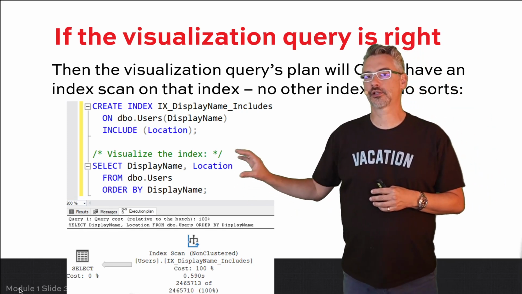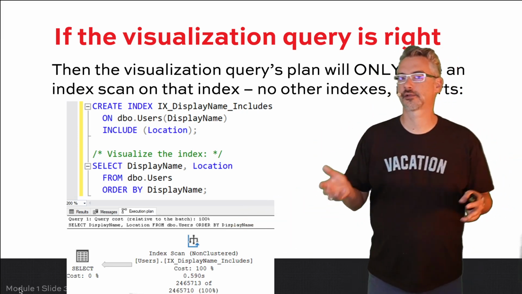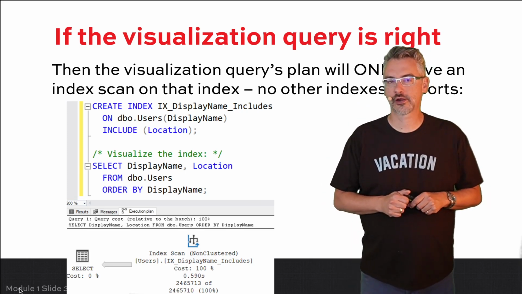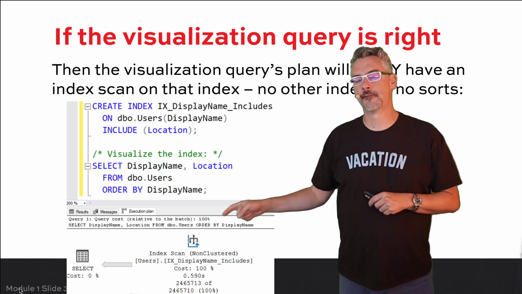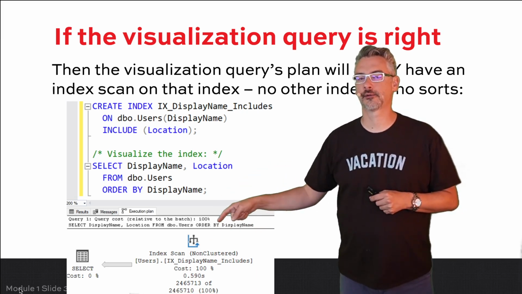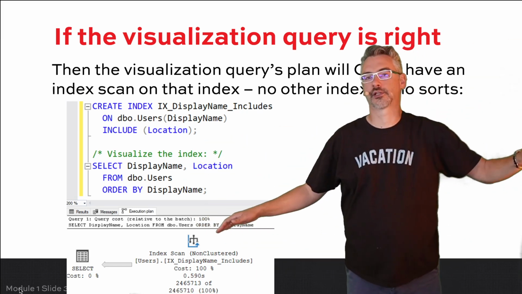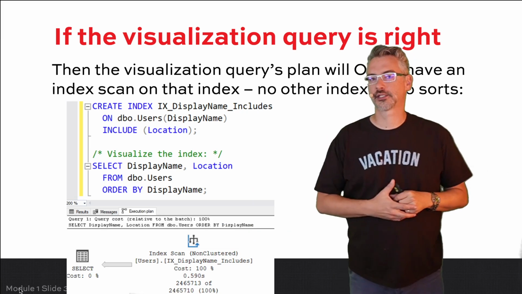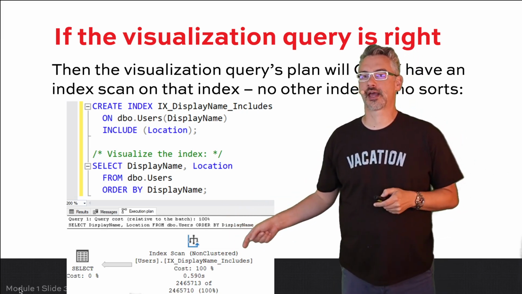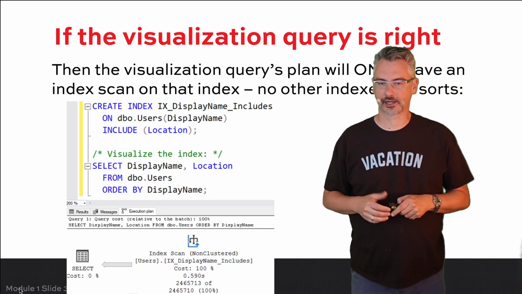If I want to see what that looks like, I can run the query and look at the execution plan, or even just look at the estimated execution plan. What I'm looking for when I build a visualization query to show me the contents of the index is an execution plan that only has this index in it and nothing else. No sorting, for example. If you see a sort in this execution plan, that tells you SQL Server isn't taking the data out of that index and showing it to you as is. It's doing some kind of morphing on the index.